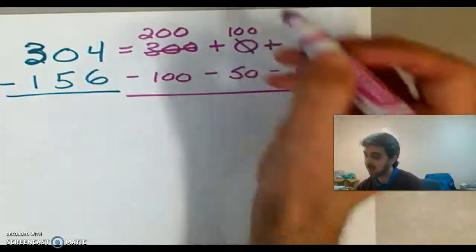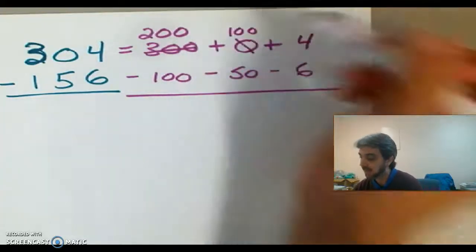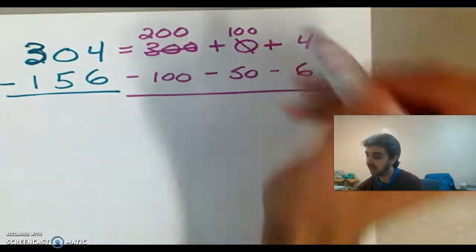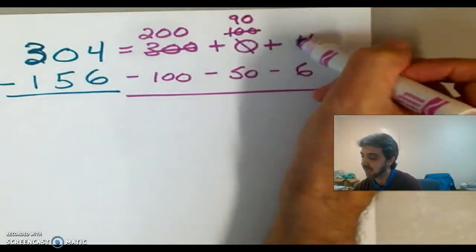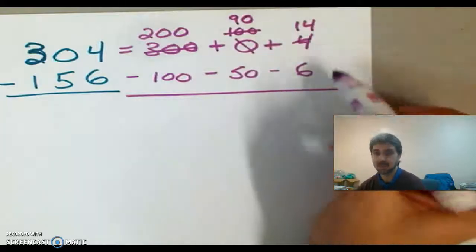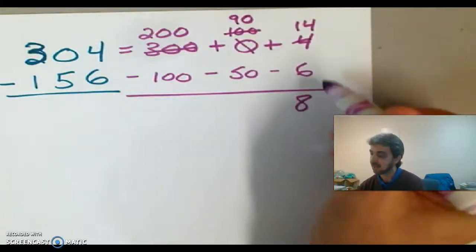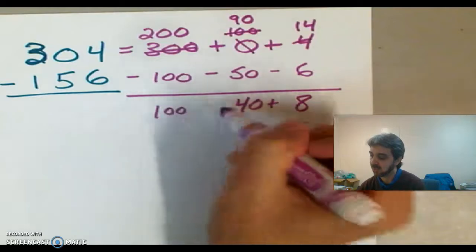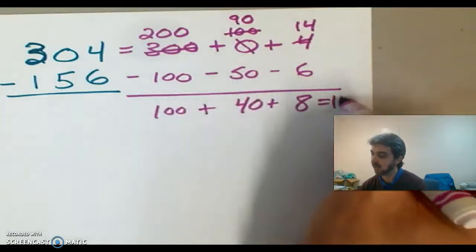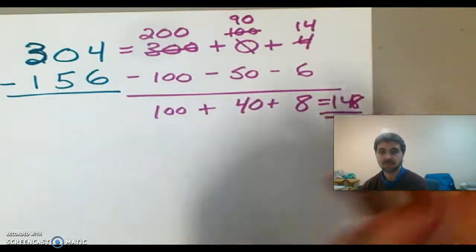Now I still don't have enough ones over here. So I'm going to take one of the tens, now I have 90, and give it here, so now I have 14. So 14 minus 6 is 8, 90 minus 50 is 40, and 200 minus 100 is 100. So I get 148.